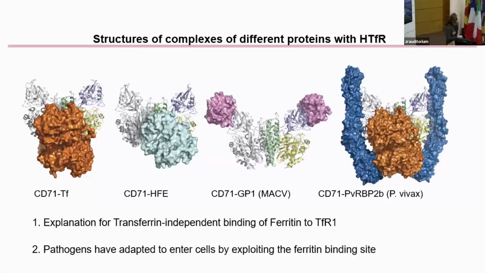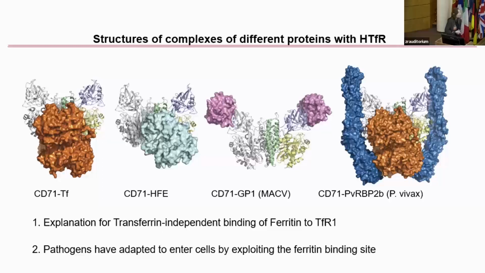And it is even recognized partially by Plasmodium vivax, the receptor binding protein of Plasmodium vivax. So this receptor is also hooked by a number of pathogens that want to enter cells. So it's used by the good guys, but also by the bad guys. And it targets this region.